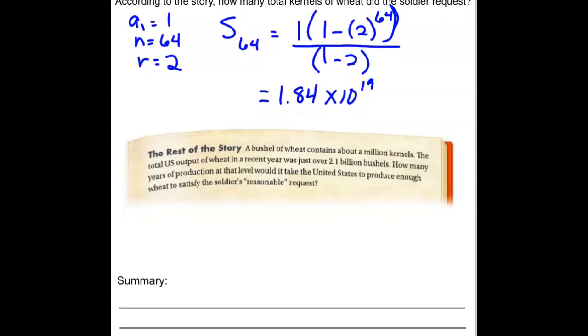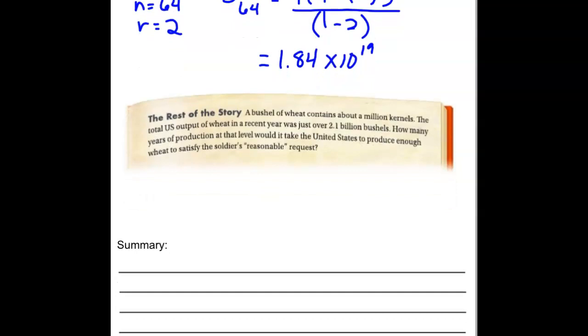It says the rest of the story. A bushel of wheat contains about 1 million kernels. The total U.S. output of wheat in a recent year was just over 2.1 billion bushels. How many years of production at that level would it take the United States to produce enough wheat to satisfy the soldier's request? All right, so we have 1.84 times 10 to the 19th.